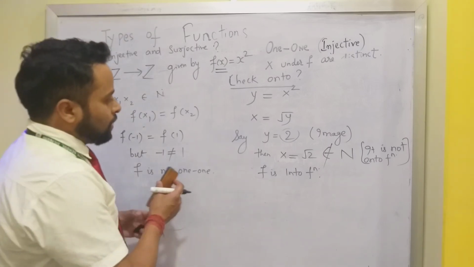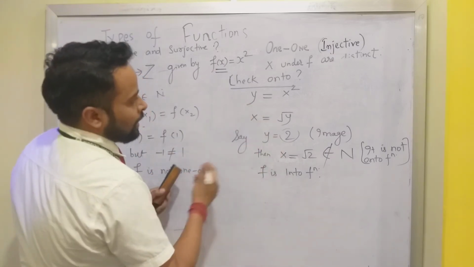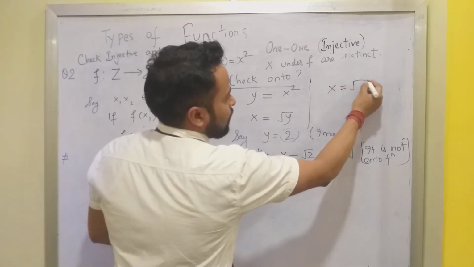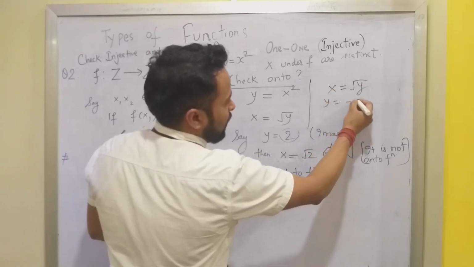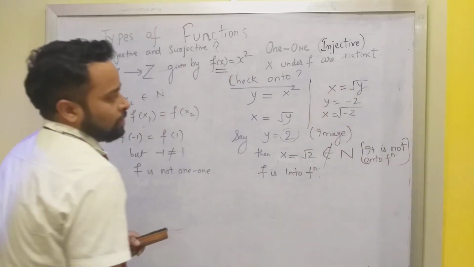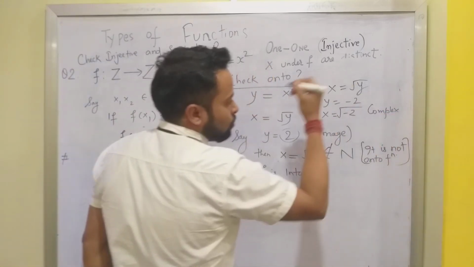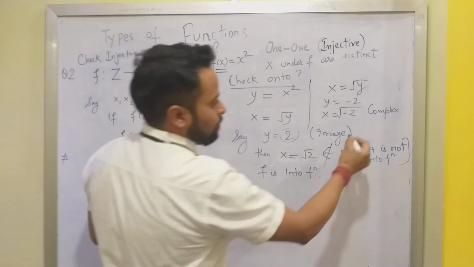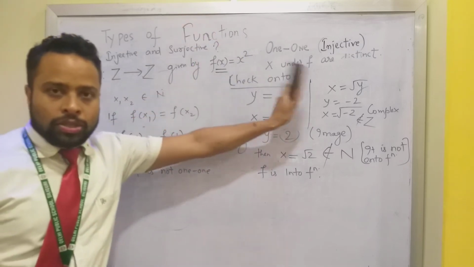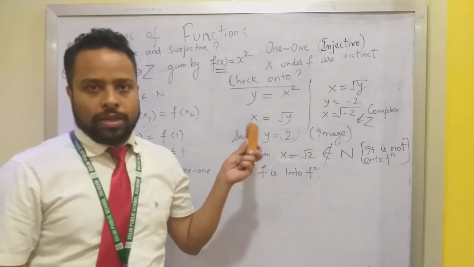And if I have to check for onto, it goes the same way. I can even give one more example: x equals root y. I have the option of y equals -2, x equals root over -2, and you can understand it goes to complex numbers, which do not belong to Z, and since it is not surjective, it is not onto. Again it is an into function.